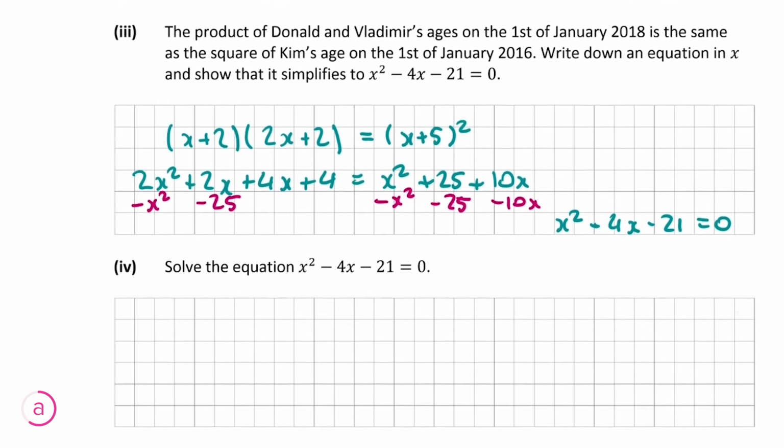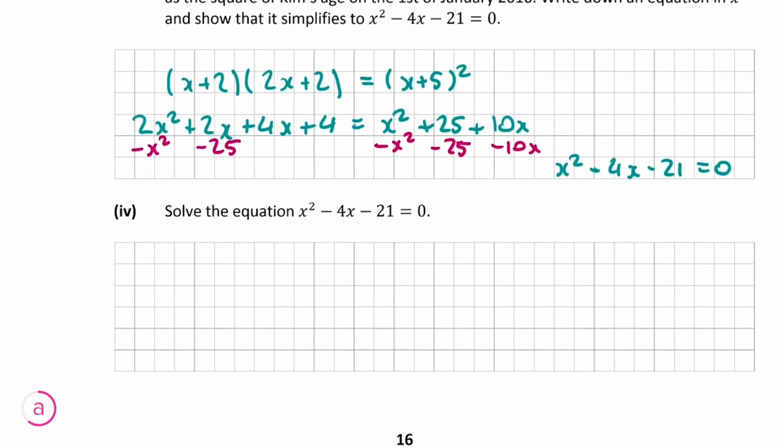In part 4, we're asked to solve this equation, and since it's a quadratic equation, we can use the minus b formula. So the minus b formula says that x is equal to minus b plus or minus the square root of b squared minus 4ac all divided by 2a, where a is the coefficient of the x squared term, which in this case is 1, b is the coefficient of the x term, which here is minus 4, and c is the value of the constant term.